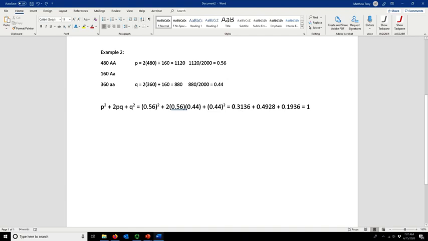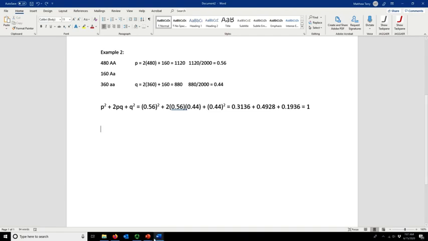We predict a little over 30% of the population should be homozygous dominant, but it's actually 48%. We're predicting a little under 50% should be heterozygous, but we only have 16%. And then, of course, this number is out of balance also. So this population is not in Hardy-Weinberg equilibrium.